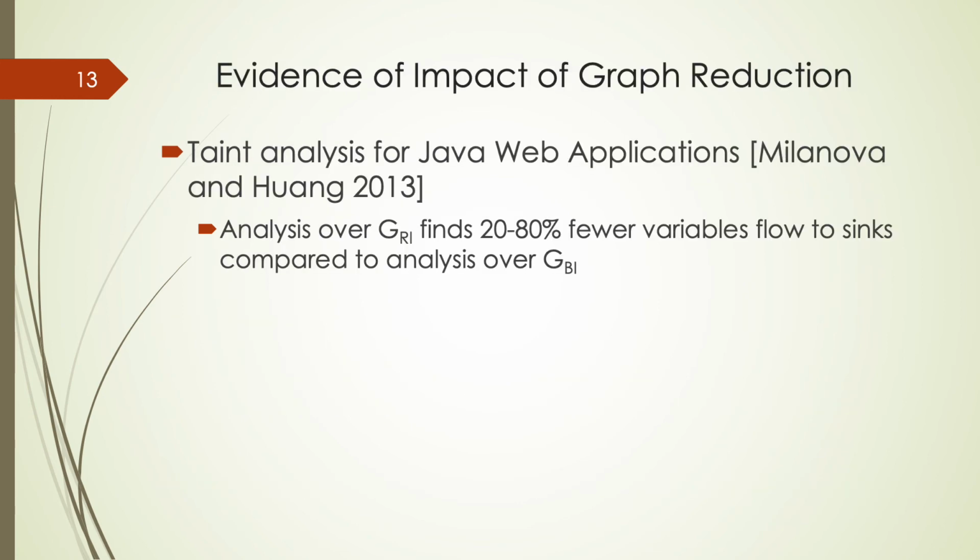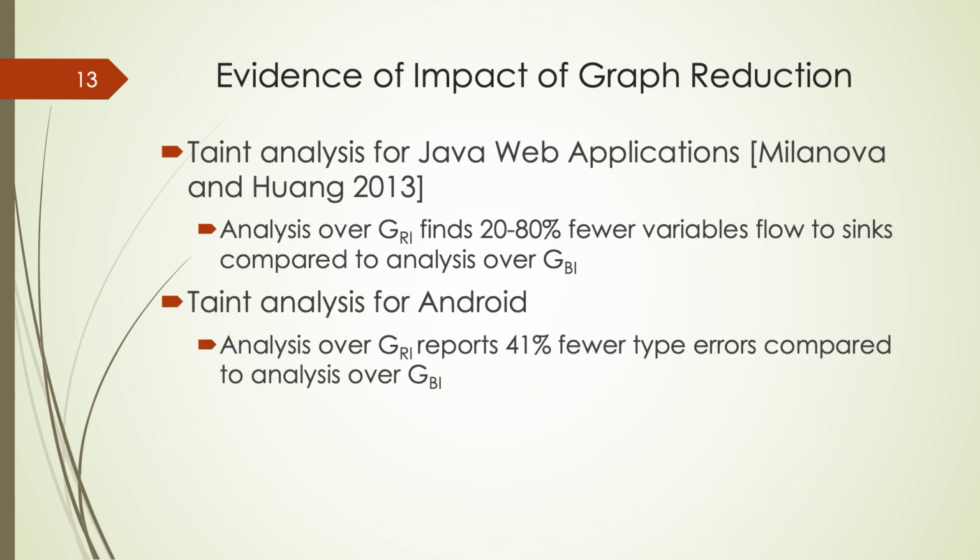There is evidence of the impact of graph reduction on precision. In previous work, we reported that graph reduction improves precision of taint analysis for Java web applications. So analysis over GRI finds 20 to 80% fewer variables flow to sinks compared to analysis over GBI. For this paper, we ran similar experiments for taint analysis for Android.